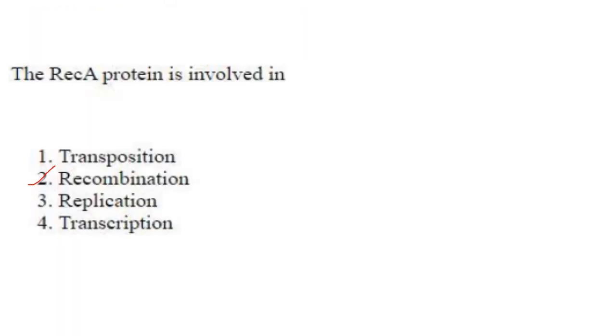And the next one, RecA protein is involved in? So it is involved in recombination. Answer is option 2.